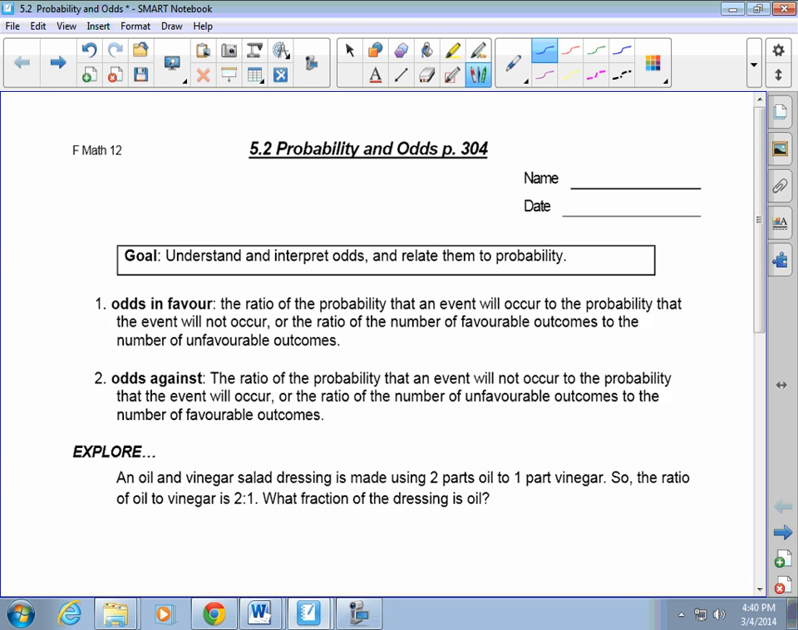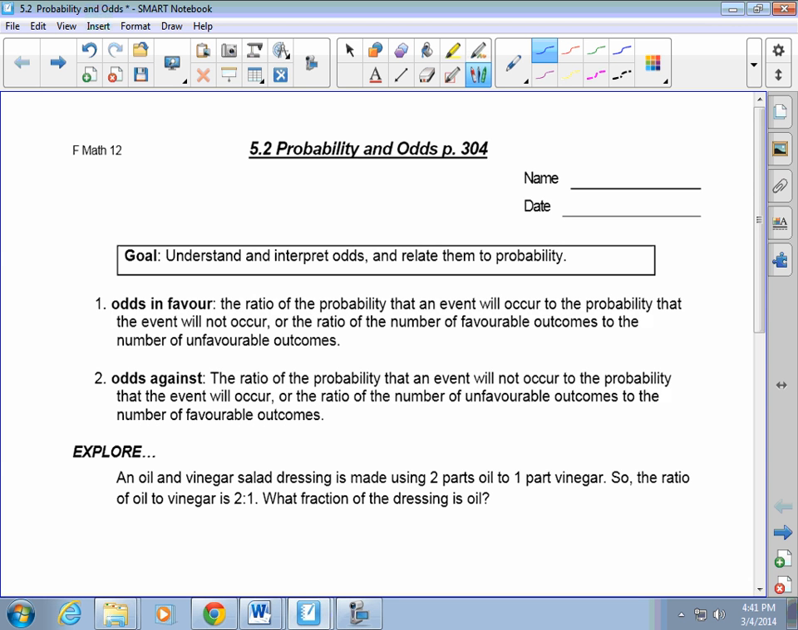Odds in favor is the ratio of the probability that something happens to the probability that it does not happen. Or it can be written as a ratio of the number of favorable outcomes to the number of unfavorable outcomes. So that's odds in favor. You always put the favorable first.